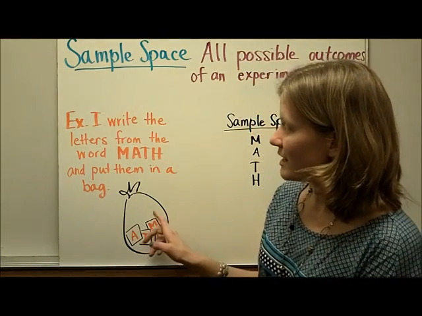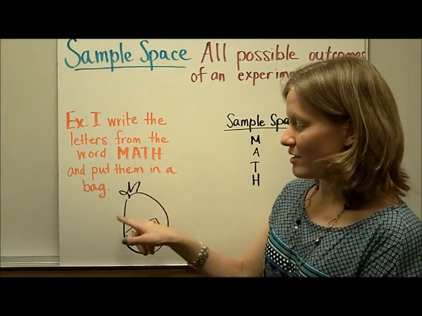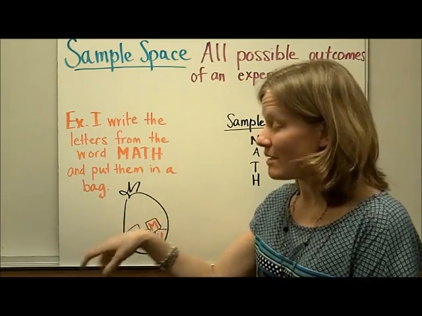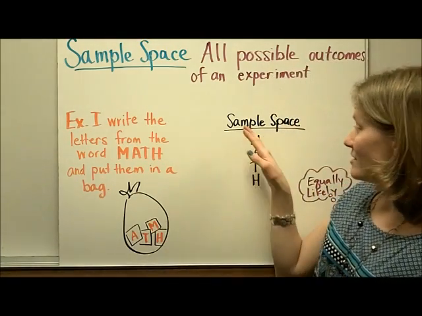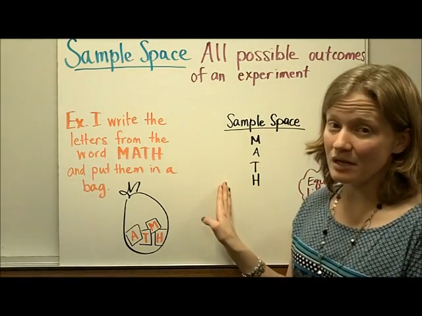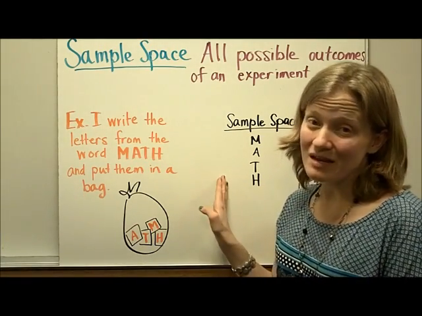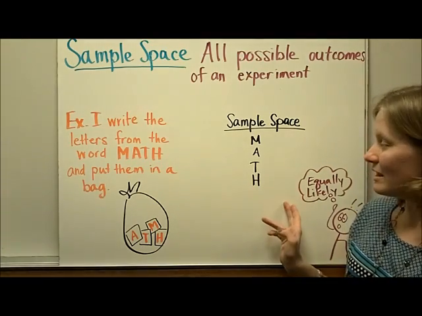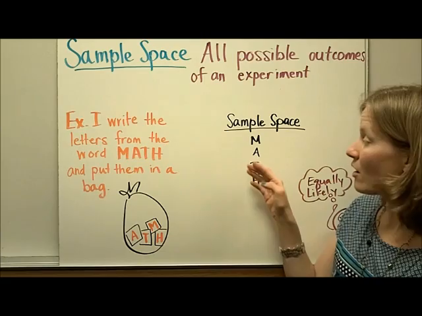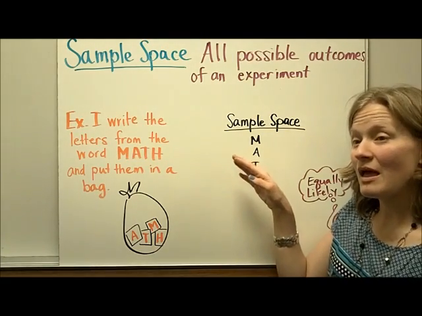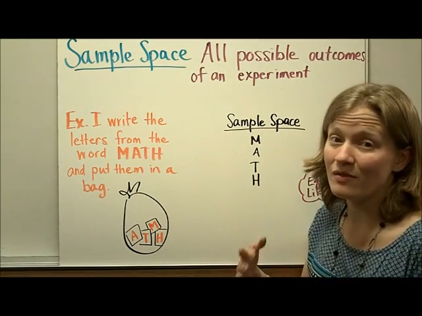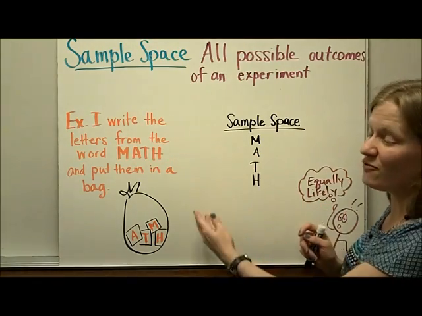So, for example, if I took all the letters from the word math and put them in a bag and said I was going to close my eyes and draw out one of the letters, M or A or T or H, my sample space or my possible outcomes are all the letters of the word math. And you should immediately think that you have an equally likely chance of pulling all of these because there's one of each of them, and there are 4 letters, so the probability of pulling each letter is 1 out of 4, and those are equally likely. This is a fair event.